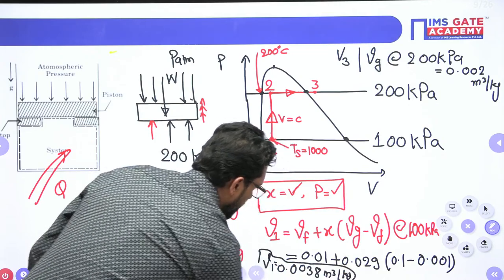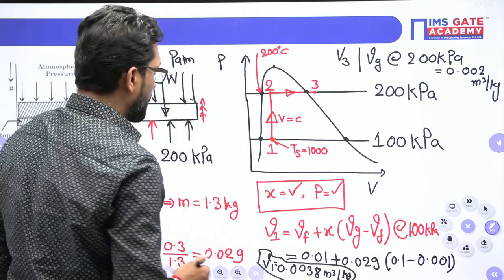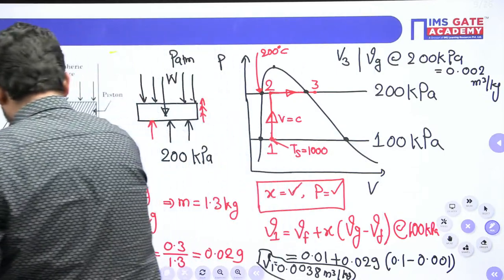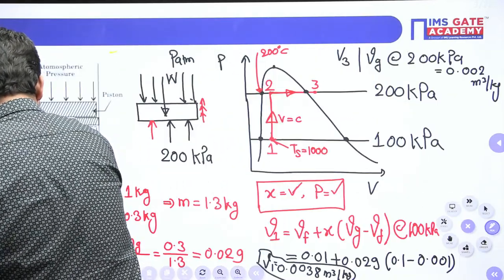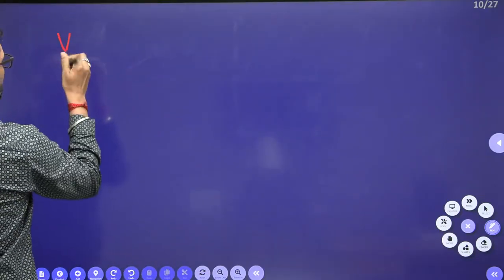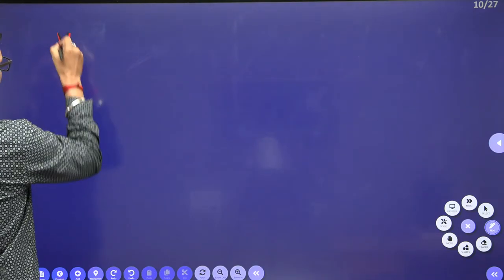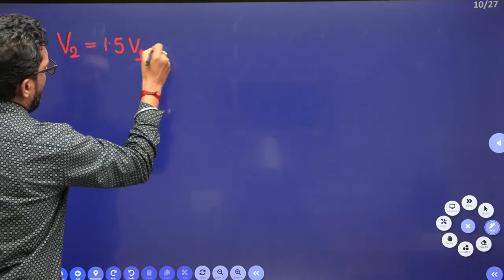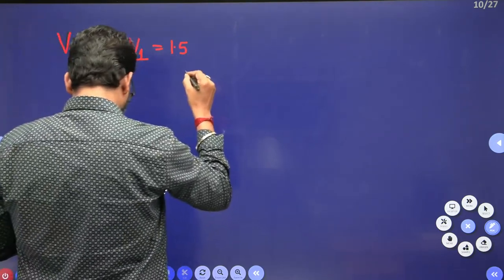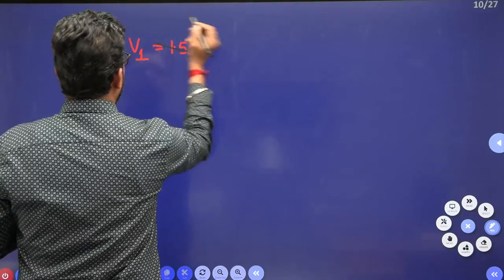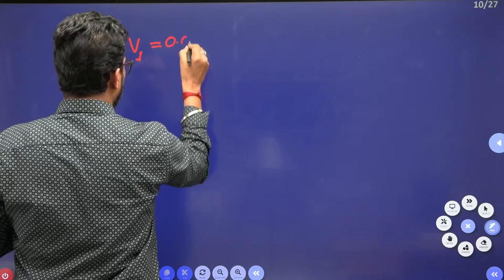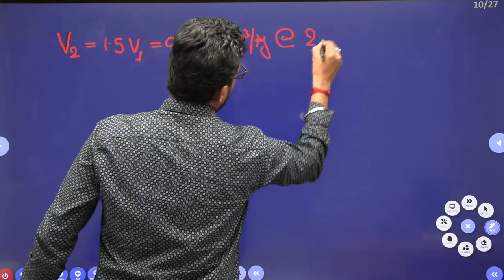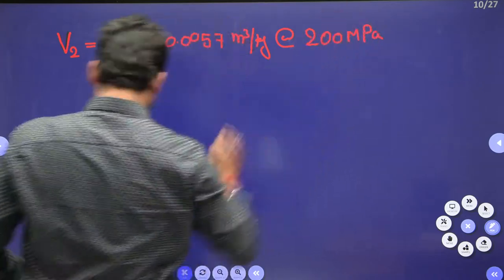This is important. So see, beta, this V1 is this one. And what is V2? V2 is said to be 50% higher. So if you find V2, beta, this is 1.5 of V1. And what is V1? V1 you have. So if you calculate this one, this is your 0.0057 meter cube per kg. And this is at which pressure? 200 megapascal. This is at which pressure? 200 kilopascal, sorry.